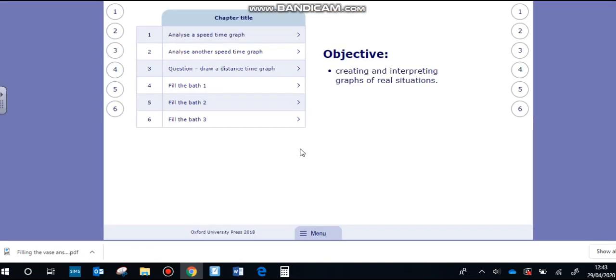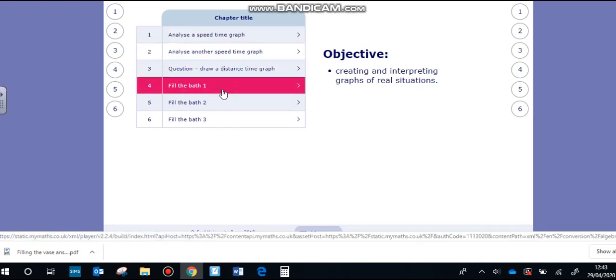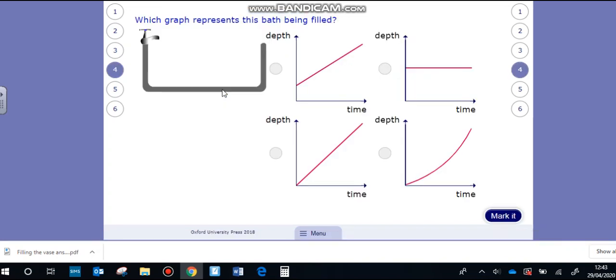If you want to look at the first 3 pages, then that would be good, but I'm going to focus on the last 4, so I'm going to look at this one here. So we've got a bath, it's similar to the shape that we've just looked at with the vases, a very simple cross-section of a rectangle. So you're asked which of these graphs match that bath. If you want to have a go at this on your own, get yourself logged in and have a go. If not, just have a guess in your head and I will press an answer.